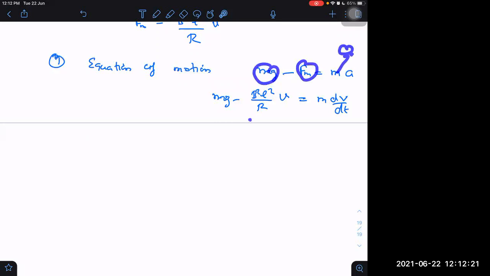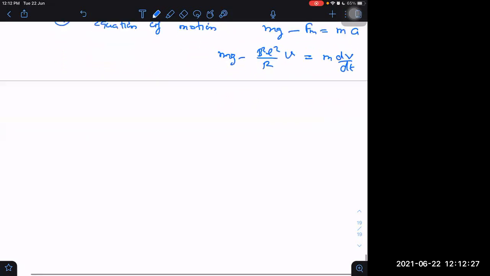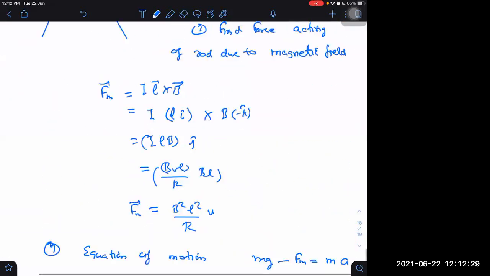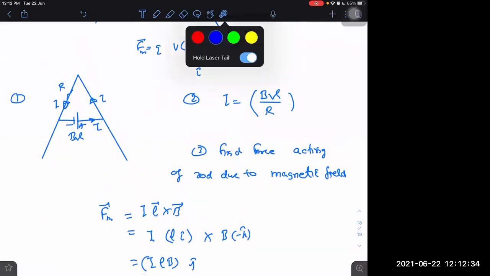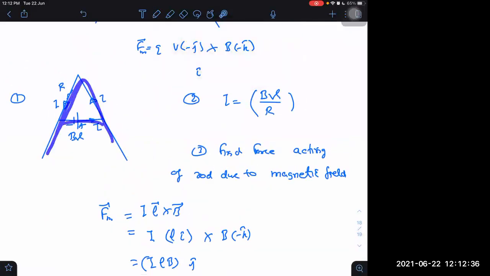When Fm becomes equal to mg, we can find out when Fm will become equal to mg. Can we or not? Yes, sir. We can. Although not for this case. This case is for A-shaped frame. I'm telling the case when this length will remain constant.